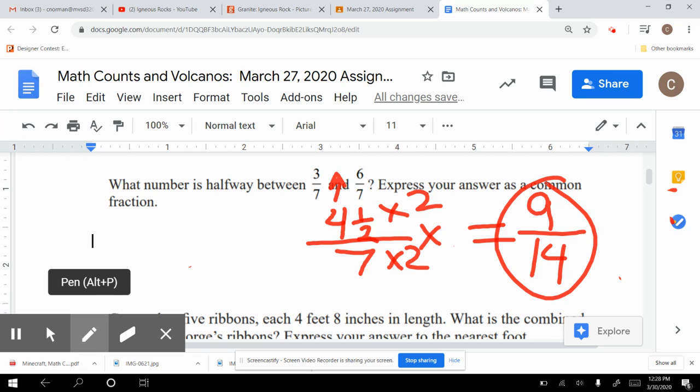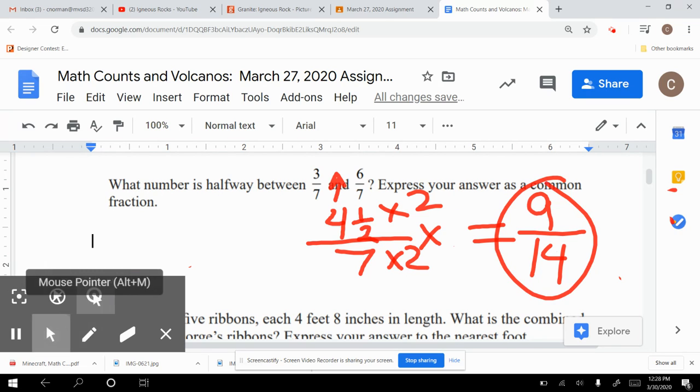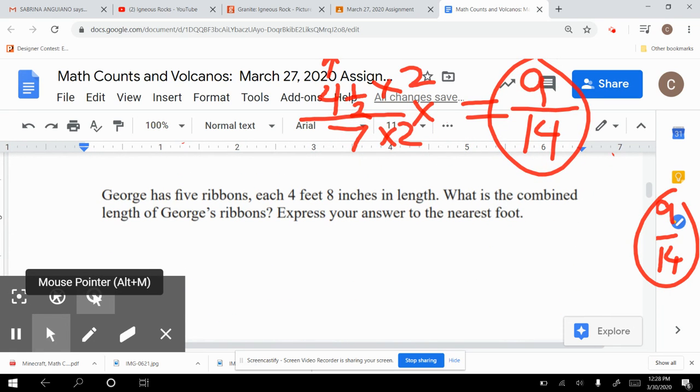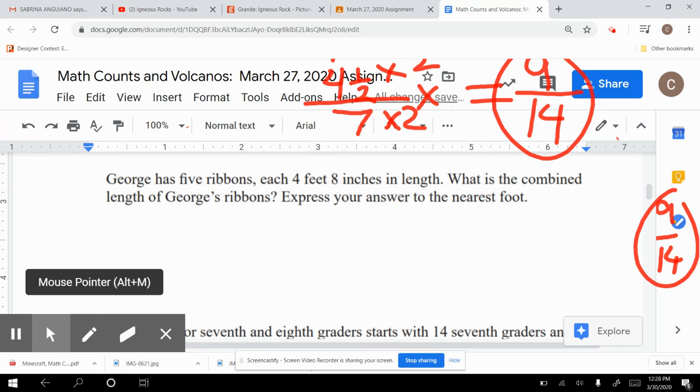So, all right, there's the first one. Go ahead and go down to the next one. It says that George has 5 ribbons, each 4 feet 8 inches in length. What is the combined length of George's ribbons? Express your answer to the nearest foot.